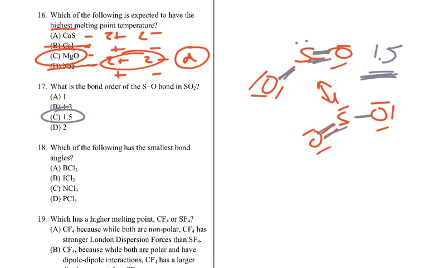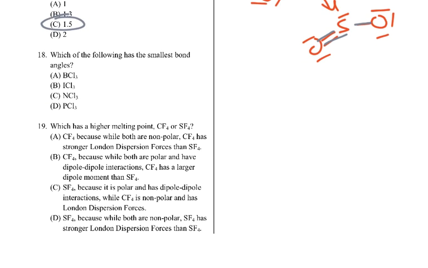Which of the following has the smallest bond angles? Okay, so we have to look at these structures real quick. BCl3, boron can make 3 bonds.